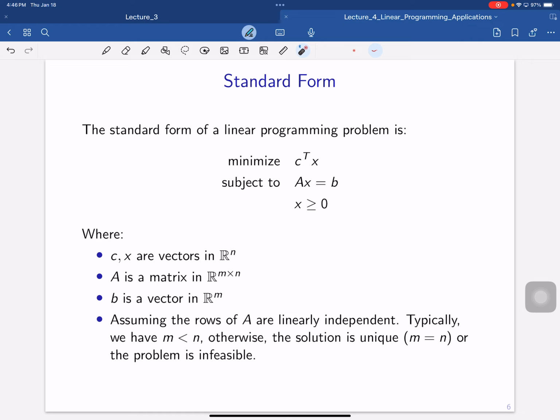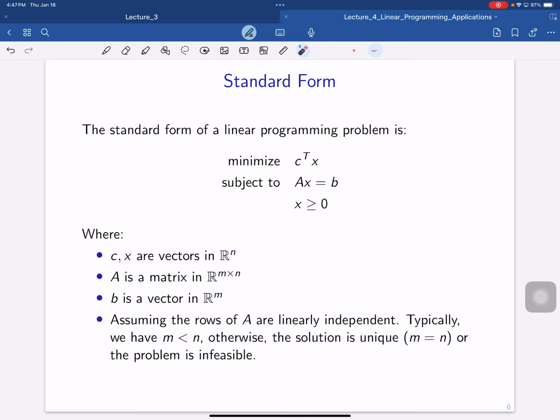On the other hand, if you take some linear combination of the rows of A and do the same linear combination for the right-hand side b, and you get a different right-hand side, that means you have a conflict in the system, right? You have an infeasible problem. That's why we usually assume the rows of A are linearly independent. Let's say you have a smart way of removing all the redundant constraints. And typically, if the rows of A are linearly independent, we have m less than or equal to n. Why is that the case?